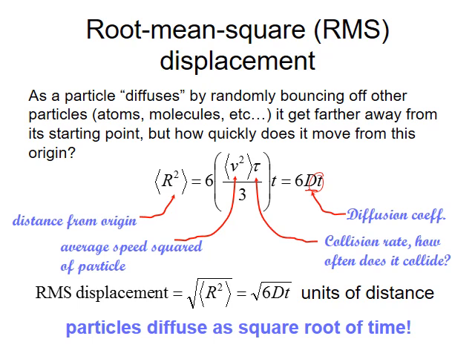But we need to look at the RMS displacement, which means that we're taking this quantity and we're finding the square root of it. So when we do the square root, we get the RMS displacement. That's what RMS stands for, root mean squared displacement. So literally the root of the mean of the squared of the displacement, and that's going to be proportional to the square root of time. So particles diffuse as the square root of time.